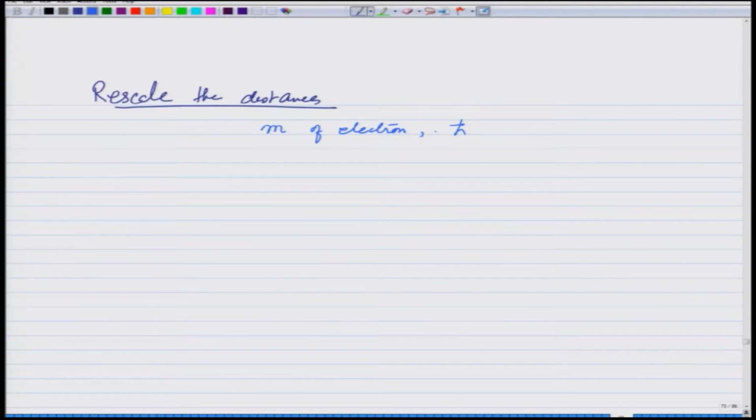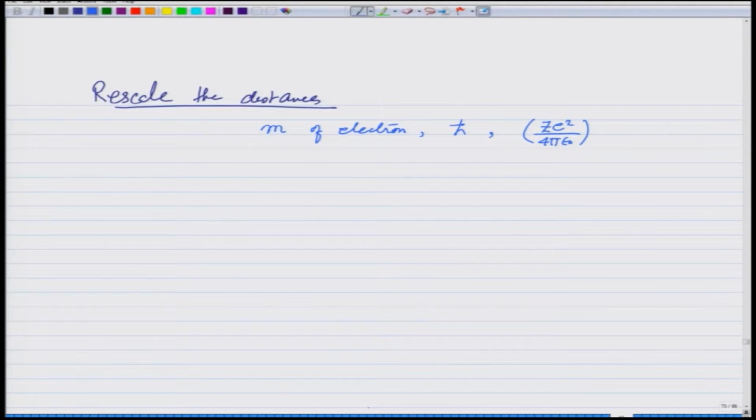Now, the first thing I want to do is rescale the distances. Here, what do I have? What are the parameters in terms of which I should write the distances? I have the mass of the electron, I have Planck's constant h bar, and I have Z e square over 4 pi epsilon 0. These are the three external parameters that determine the problem.